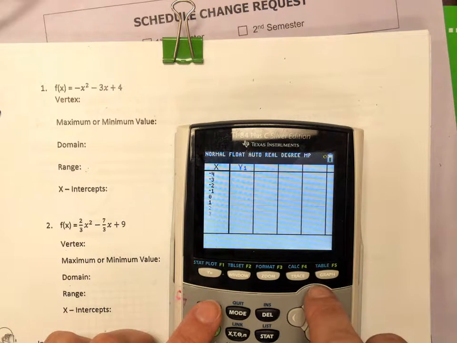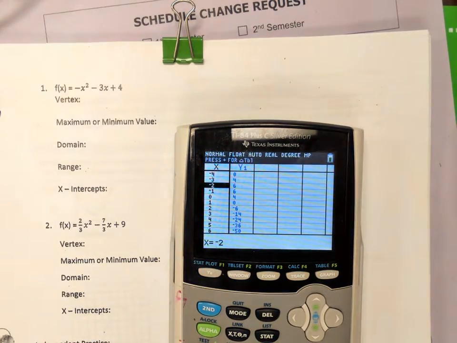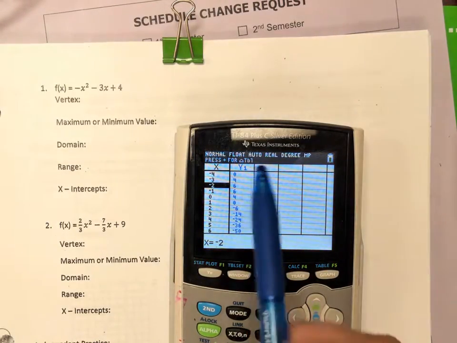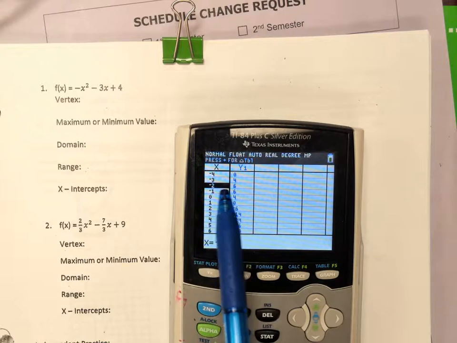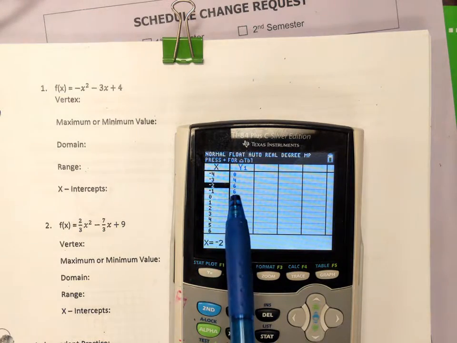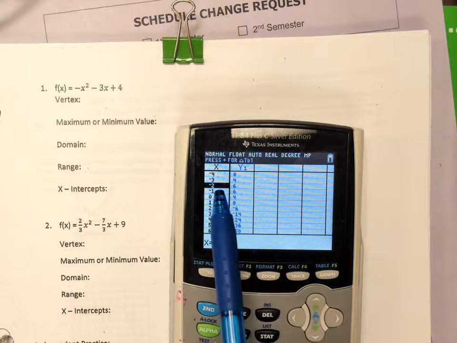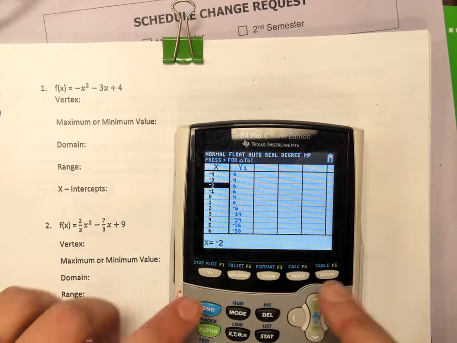Second table. And, ooh, there's 2 of them. So that means that that's not my vertex, right? That means my vertex is between those 2 numbers, right? There's 2 6s. See how these 2 6s are right here? That means that my vertex is between these 2. It's between -2 and -1. All right, got it?